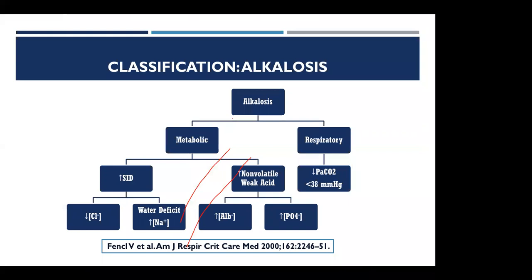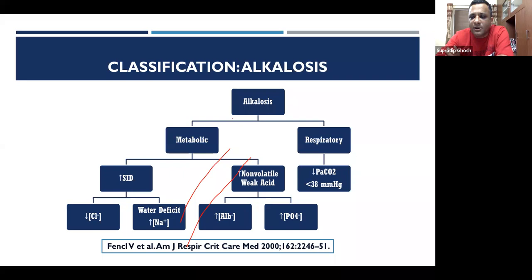The strong ion difference: let's try to understand what is a strong ion. Strong ions are the ions which are derived from substances which are completely dissociated in water. These are mostly sodium, potassium, calcium, magnesium, and chloride. Some are positive ions, the strong cations, and some are negative ions, the strong anions. The difference between the strong cations and strong anions is the strong ion difference.